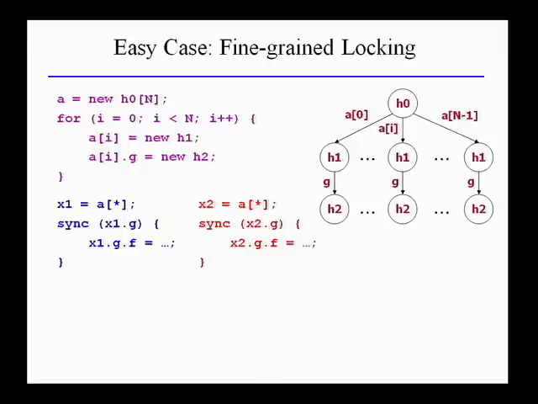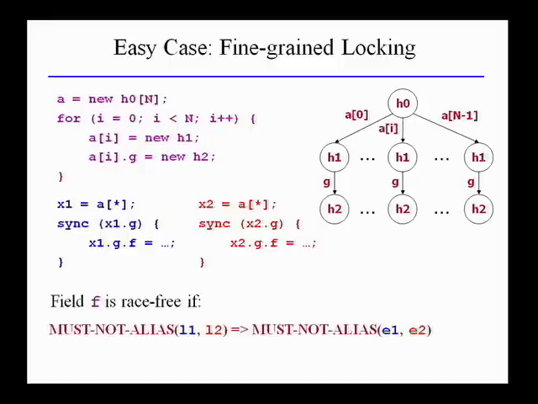Let's try a different one. Let's look at fine-grained locking. The other extreme is every time you want to access something in the structure, you lock at the finest granularity possible. So instead of locking the entire database, you lock the individual record, you update that record, and then you release your lock. So what would that correspond to here? Well, you're going to lock the H2 object. So you're going to sync on the H2 objects.